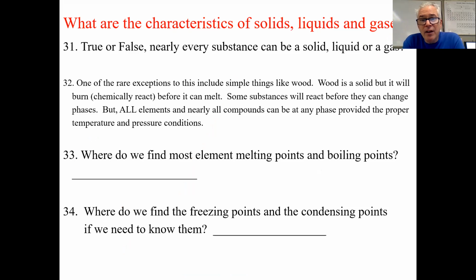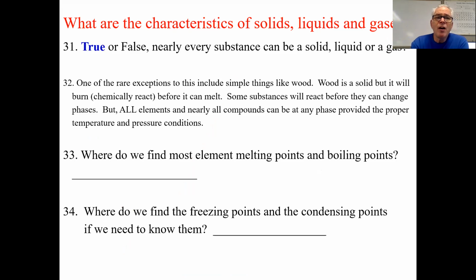Now, characteristics of solids, liquids, and gases, true or false? Nearly every substance can be solid, liquid, or gas. Absolutely true, right? Nearly every substance. There's some exceptions like wood. Wood is a weird thing. It's common, right? You got wood in your house. You probably have some wood on your person right now in your bag, or paper is made of, it's kind of wood. It's a solid. If you try to melt it, it sometimes will catch fire and burn. It will combust before it will melt. But nearly every single element, if you're willing to change the pressure, can be solid, liquid, or gas.